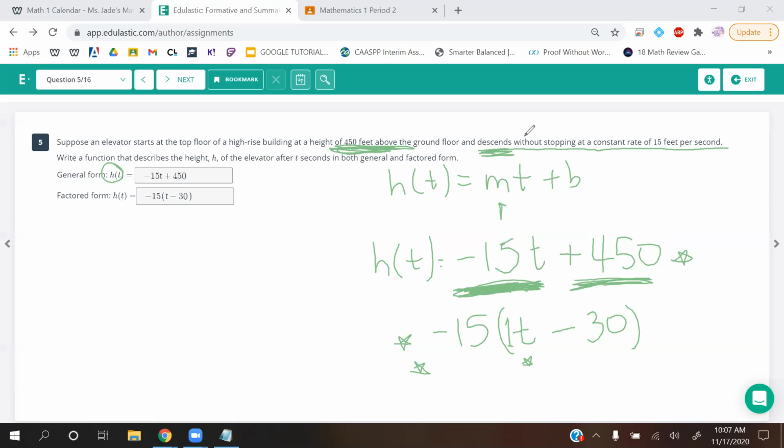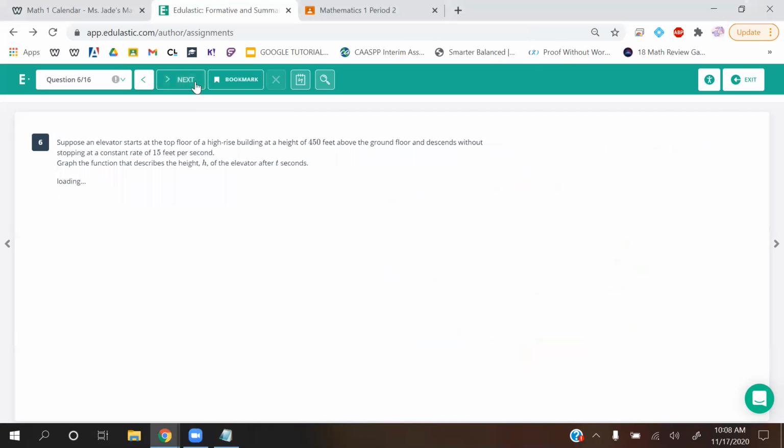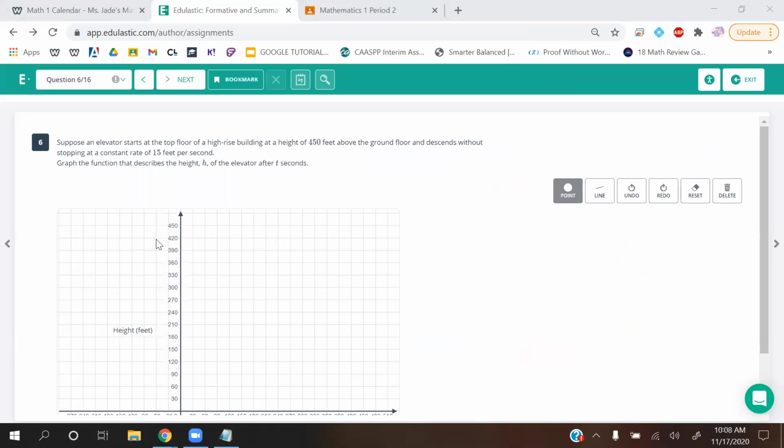Okay, let's clear this drawing and then we can go to the next question. Okay, so for this one, it says, suppose an elevator, so many elevators. Suppose an elevator starts at the top floor of a high-rise building at a height of 450 feet above the ground and descends without stopping at a constant rate of 15 feet per second. So essentially the problem that we just did. Graph the function that describes the height h of the elevator after t seconds.